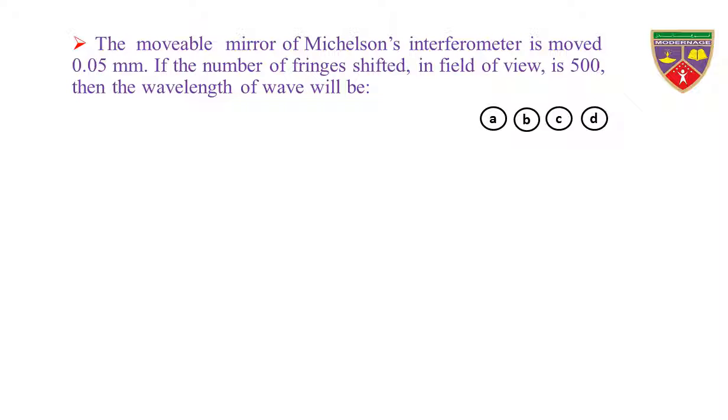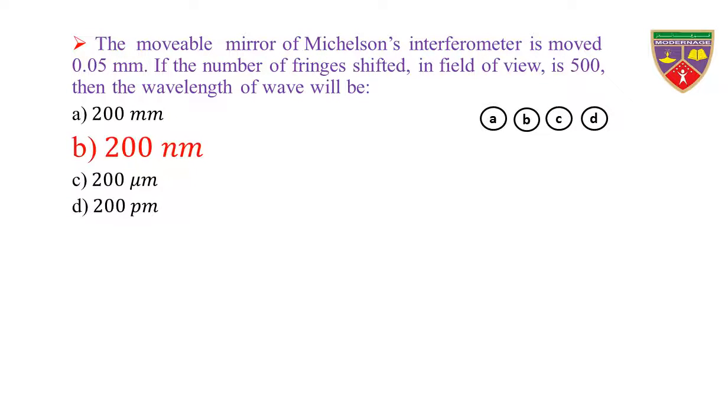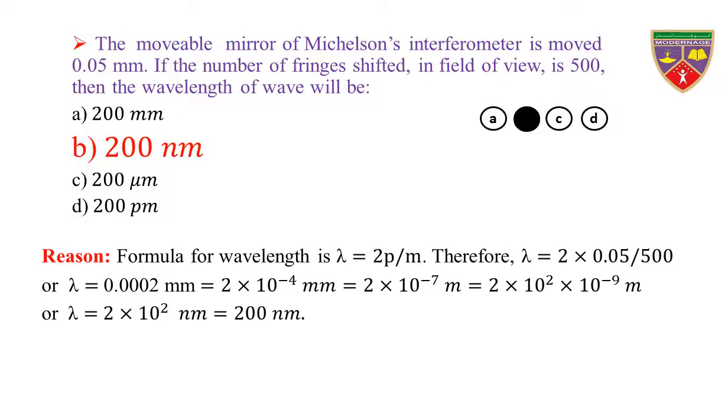The movable mirror of Michelson interferometer is moved 0.05 millimeter. If the number of fringes shifted in field of view is 500, then the wavelength of wave will be: option A, 200 millimeter; option B, 200 nanometer; option C, 200 micrometer; option D, 200 picometer. The key is 200 nanometer. Therefore, the correct option is B.